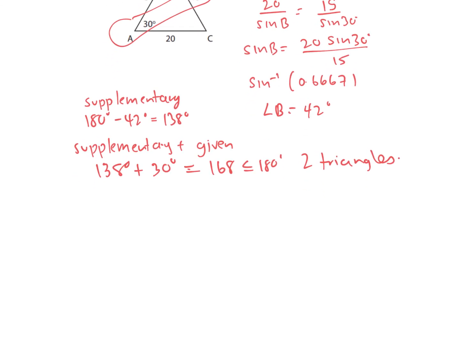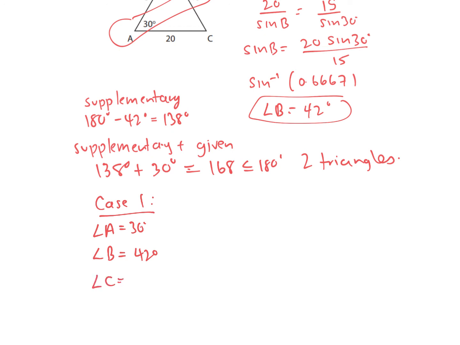So what are those two triangles? Well, case 1 would be the angle given as 30, and then the answer that we found as B. Right? This is what we found B to be. So the first triangle would be the angle given 30, the angle that we found 42, and that third angle would be 180 minus 30 minus 42. So 108. So that's case 1.